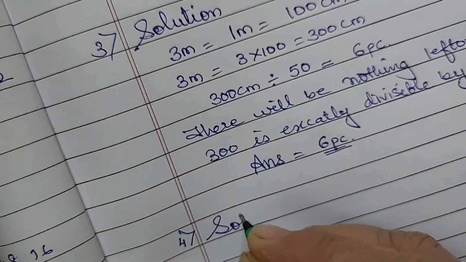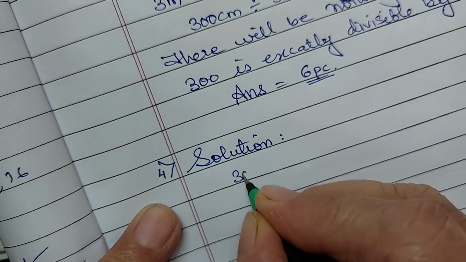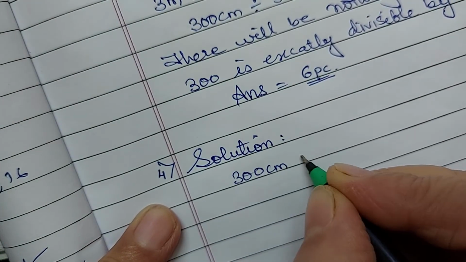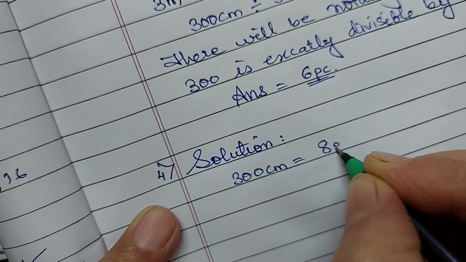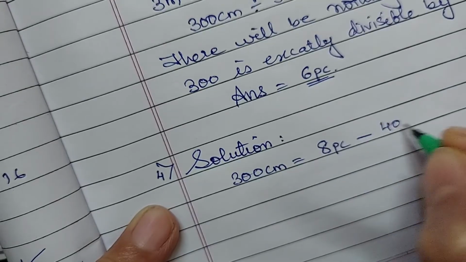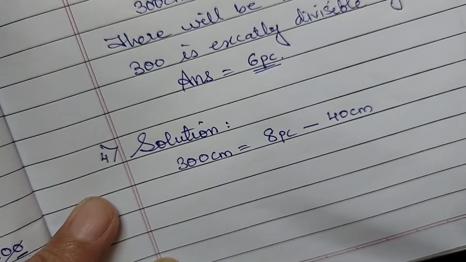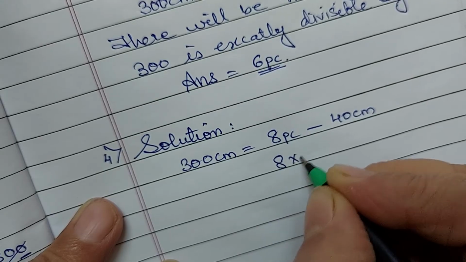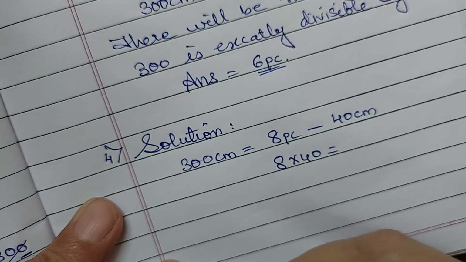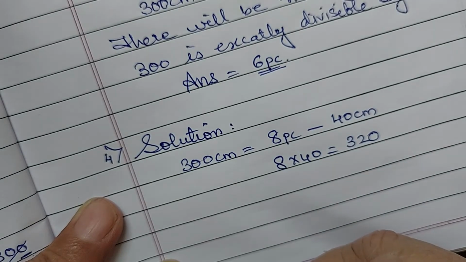So we can straight away write the solution. Now 300 centimeters is what I have. How many pieces do I have to make? 8 pieces of 40 centimeters. Now the question is asking how many centimeters I am less. So first find out how many centimeters we require. 8 into 40 is equal to what? 8 fours are 32 and this 0, 320.